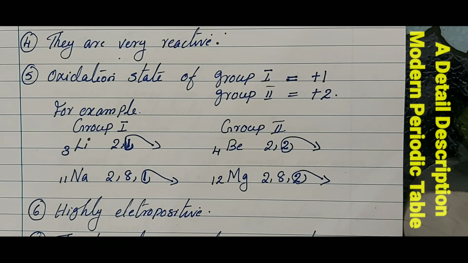So you understood they are highly reactive because they need to attain stability. For that, they will always lose electrons. Group 1 will lose 1 electron, group 2 will lose 2 electrons. Now, highly electropositive. What is electropositivity? It is the tendency of an element to lose electrons and become positively charged ions.